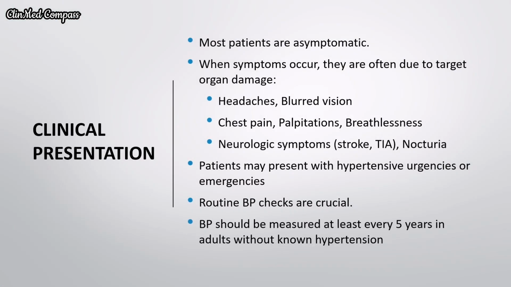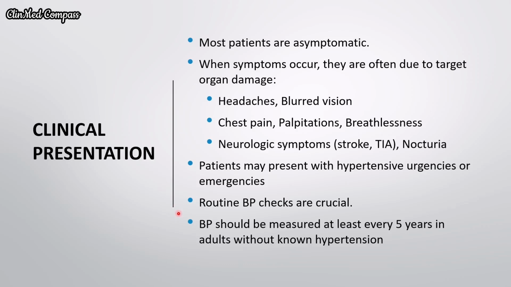Now we'll take a look at the clinical presentation. It's important for us to know that hypertension has no symptoms. So basically, most patients are asymptomatic. When symptoms occur, they are often as a result of target organ damages. Symptoms like headache, blurred vision, chest pain, palpitation, neurological symptoms of stroke, TIA, and so on. This arises as a result of target organ damages. Patients may present with hypertensive urgencies or emergencies.